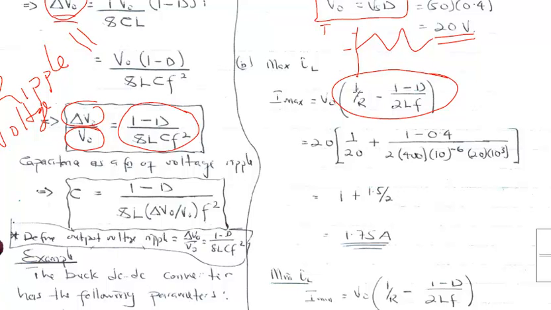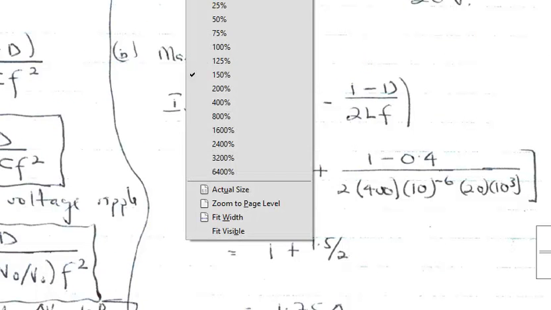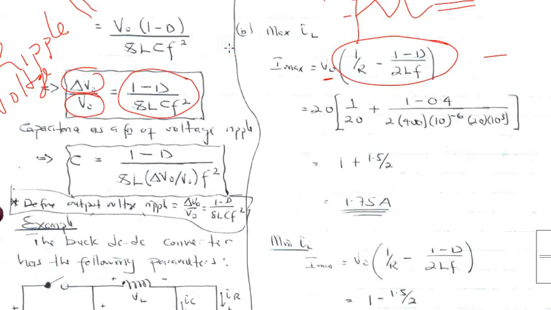If you look at this expression for the maximum inductor current, everything here is known. We just calculated the output voltage VO in the A part of the question. The resistance is known, the D is known, the inductance is known, and the frequency is known. If you substitute the elements and do the calculations right, take your time and do that, you are going to come out with a maximum inductor current of 1.75 amps.